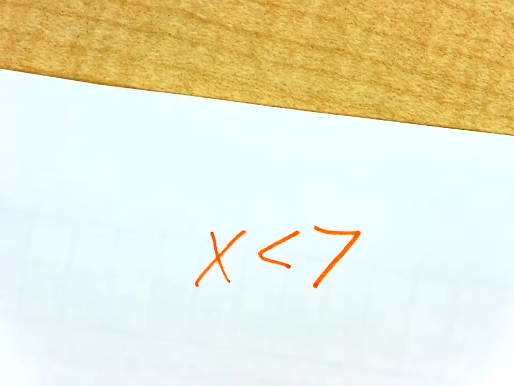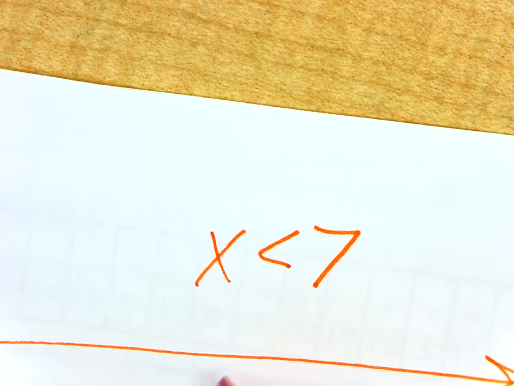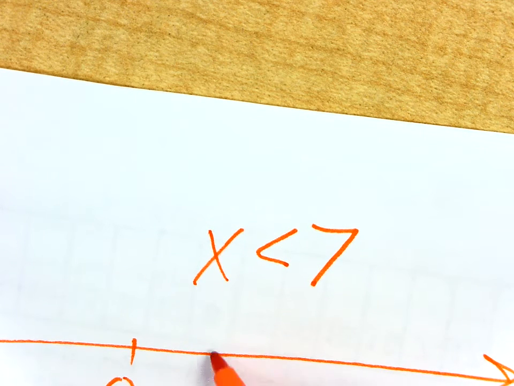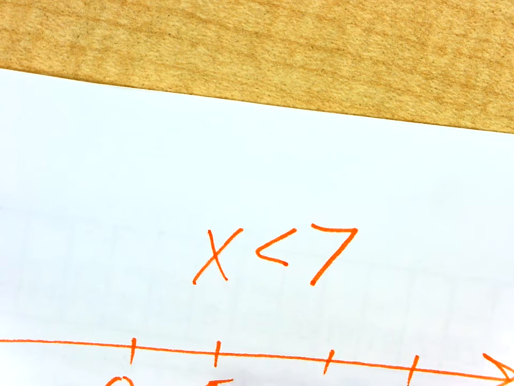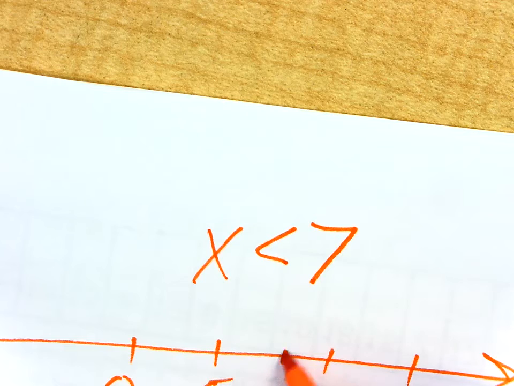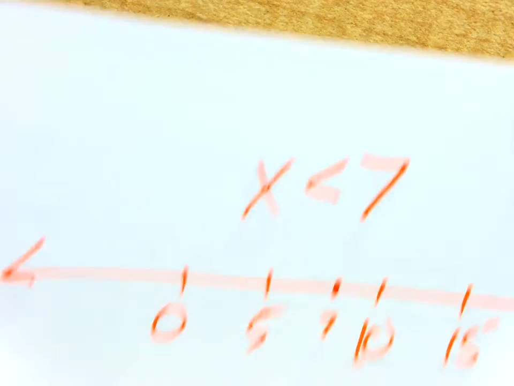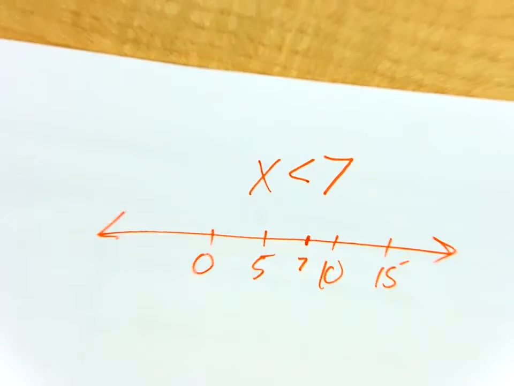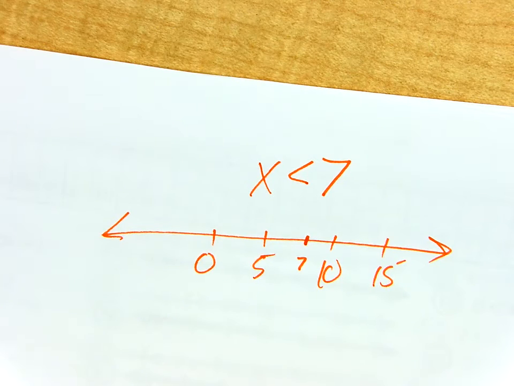So, guys, how do I show them all on a graph? It's actually not that hard. If I want to show all the values that are less than 7, and I look at a number line, right? So let's just throw some numbers on here. 0, 5, 10, 15. Okay, so 7 would be right about here. If I want to show you all the numbers less than 7, guys, are you paying attention? Yeah.